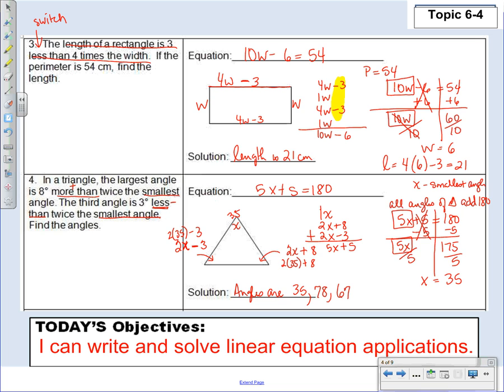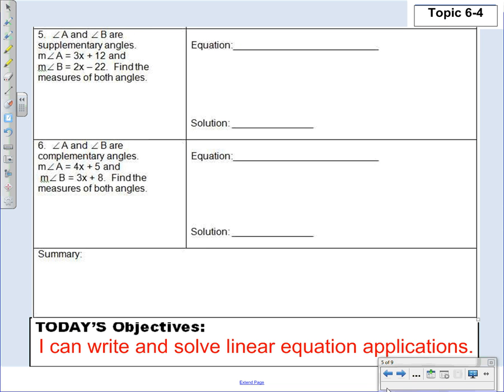Example 5, we have angle A and B are supplementary angles. Given the measure of angle A is 3x plus 12, and the measure of angle B is 2x minus 22. Find the measure of both angles. So in this case, if I draw a picture, here's angle A, 3x plus 12. Here's angle B, 2x minus 22.